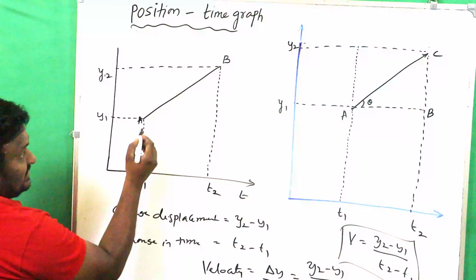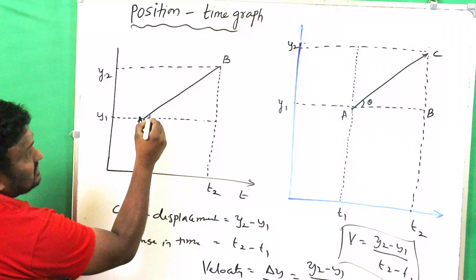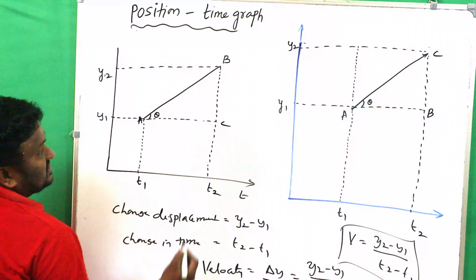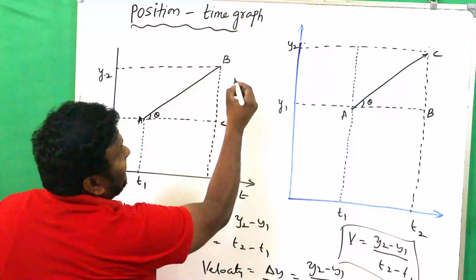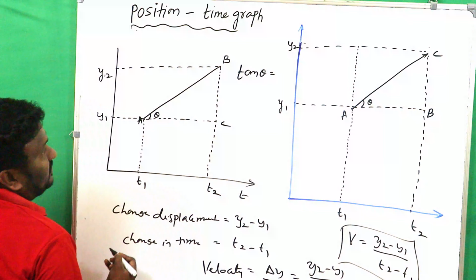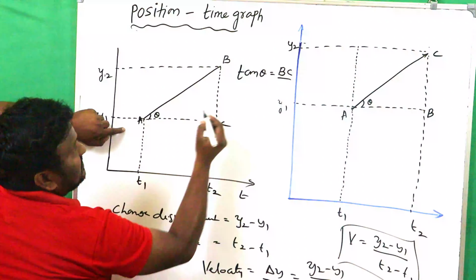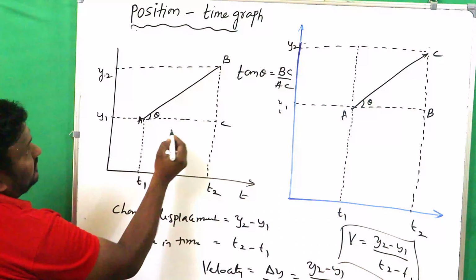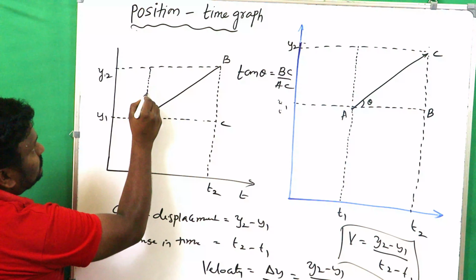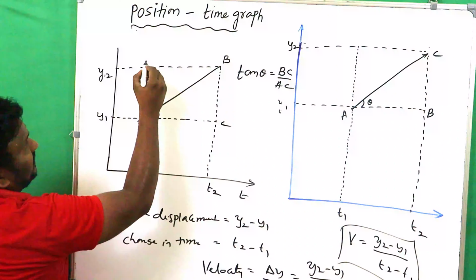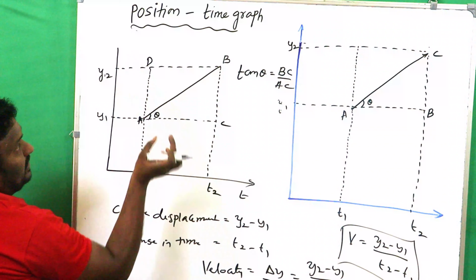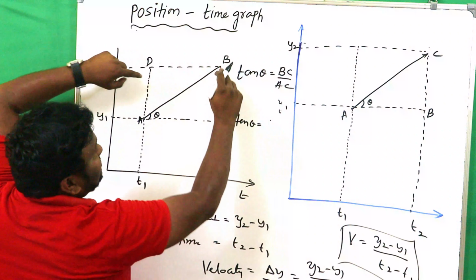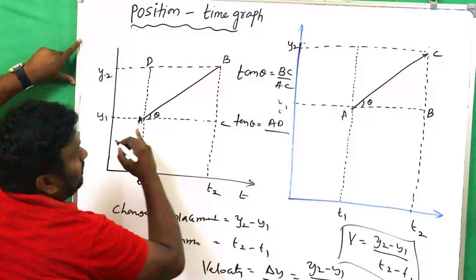Now, this is the horizontal, and the line makes some angle theta with it. Clear? I am going to label the points A, B, and C. From that graph, tan theta is equal to BC by AC, opposite side by adjacent side. Now you can observe from this diagram, I am going to say BC is equal to AD, and BD is also equal to AC. That's why tan theta is equal to AD by AC.